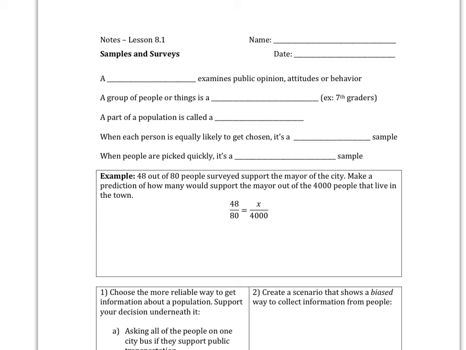Math 7, Lesson 8.1, Samples and Surveys. A survey examines public opinion, attitudes, or behavior. So, like, people will take a survey on how many people liked this movie.